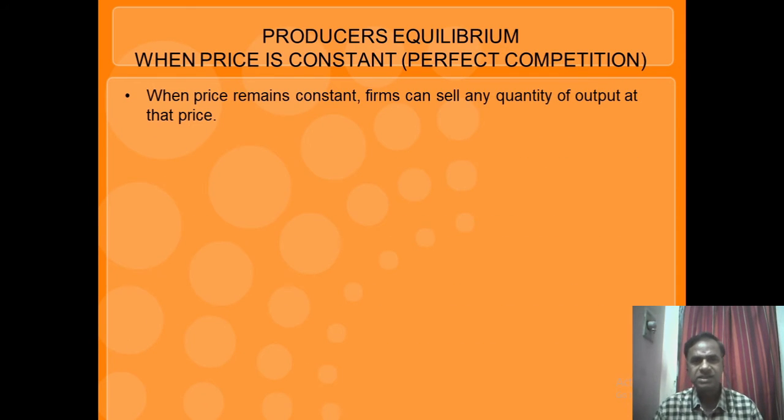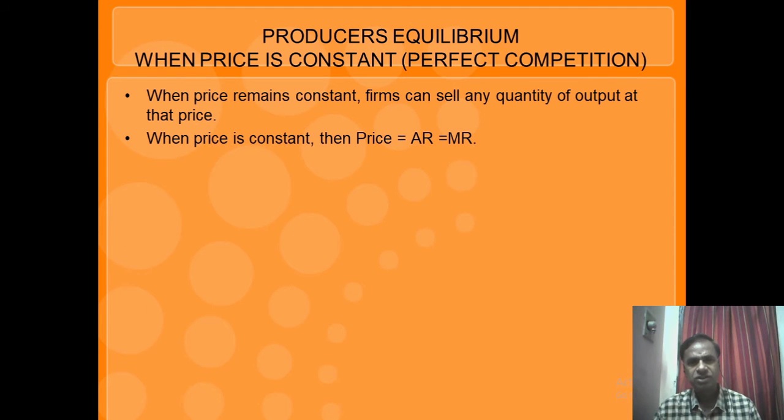See, when the price is constant, firms can sell any quantity of output at that price. If they want to increase the sale, they can increase the sale. But the price is the same. They cannot reduce the price. You will study in perfect competition. The individual firms cannot change the price because the prices are determined by the industry.